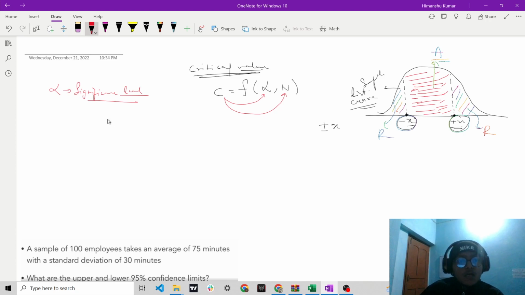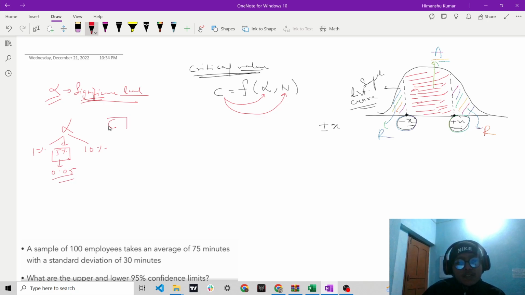Or you can say significance level can also be defined as the amount of uncertainty which we are going to live with. There are two things actually, alpha and c. Alpha is the probability of risk. In general, it has three values: 1%, 5%, and 10%. In general, 5% is used, that is 0.05.